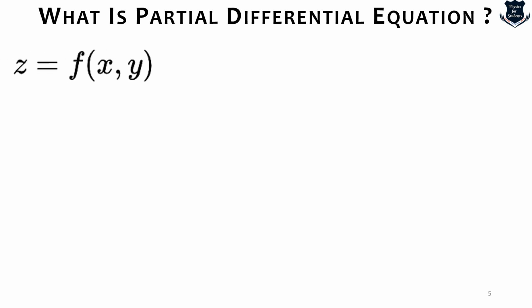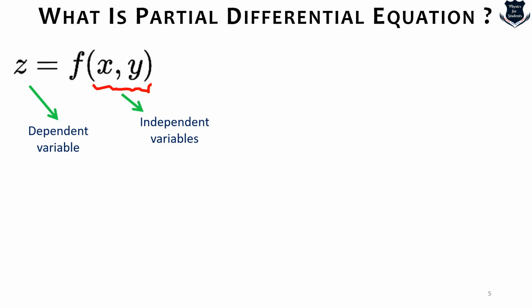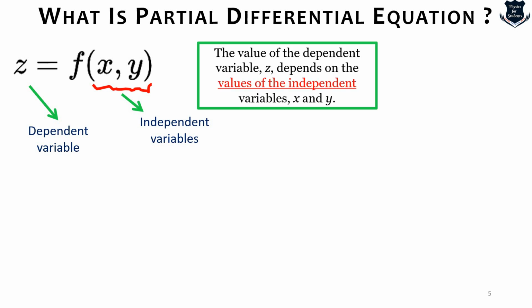Okay, so we see here that an equation with more than one independent variable is an equation in which the value of the dependent variable depends on the values of two or more independent variables. I am repeating the same definition, but giving two or more independent variables. Z equal to f of x, y: the dependent variable is z, and the independent variables are x and y.